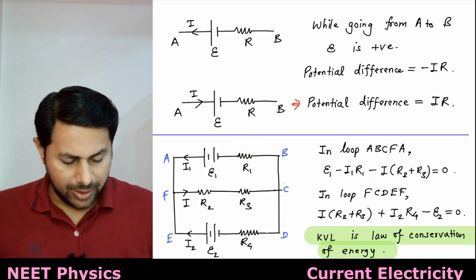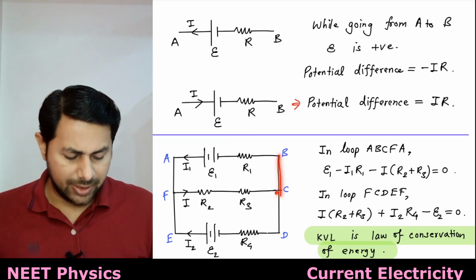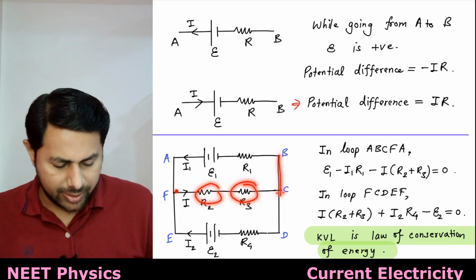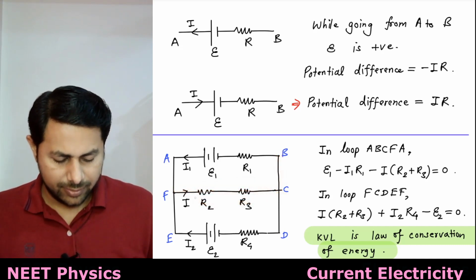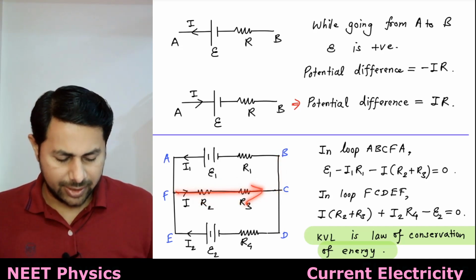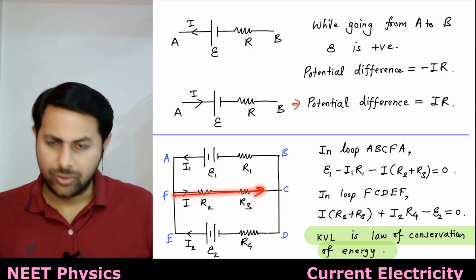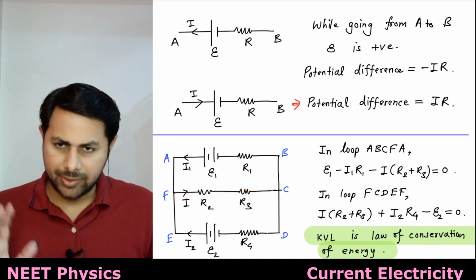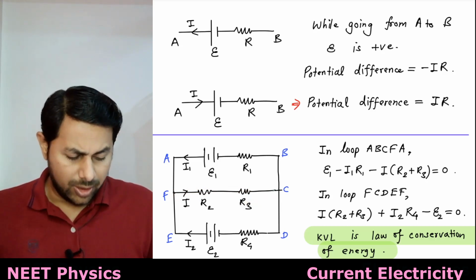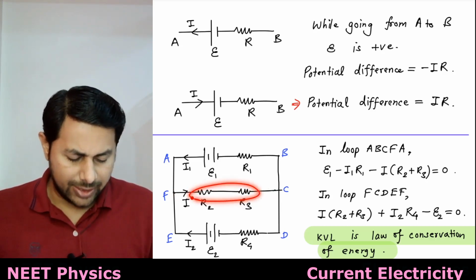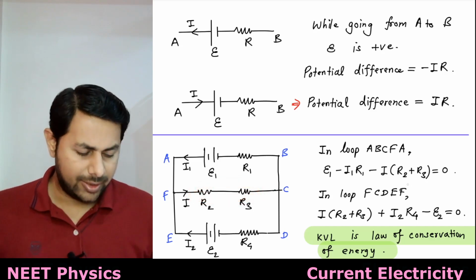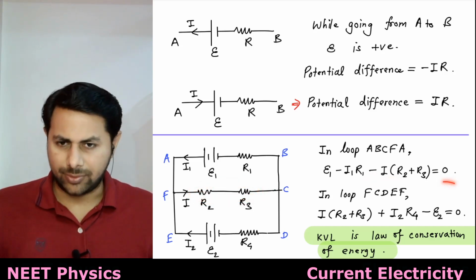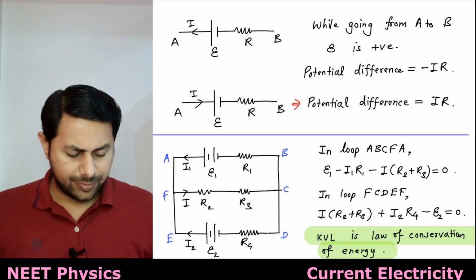Then you go from B to C, there is nothing. Then you have R3 and R2, but current is coming this way. I is the current in this branch, it's coming this way, and you are going in opposite direction. So the potential difference would be negative: minus I times these two resistors R2 and R3. Minus I times (R2 plus R3) is equal to 0, right?